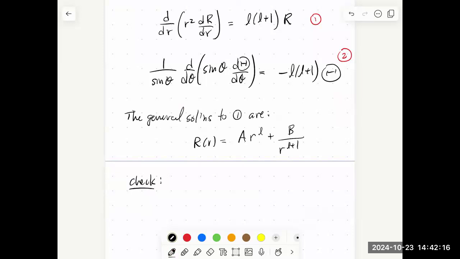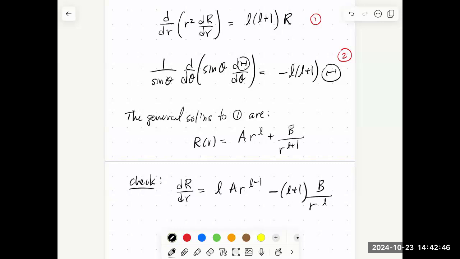So what do we need? We're going to need dR dr. Okay, so if I take the derivative of this, I'm going to get a factor of L. So we'll get L A r to the L minus 1. And then I think we'll get a minus L plus 1 times B over r.